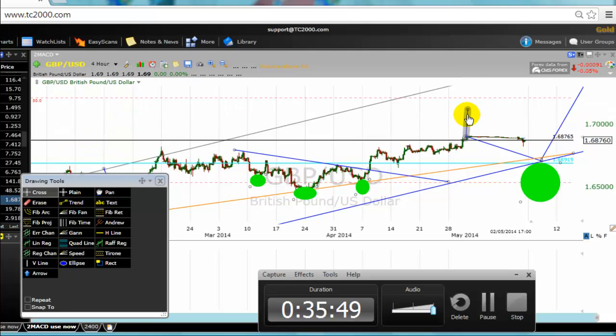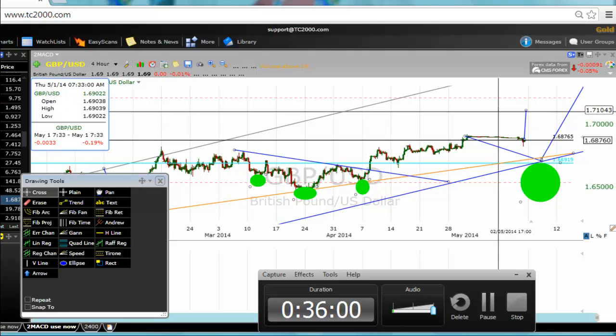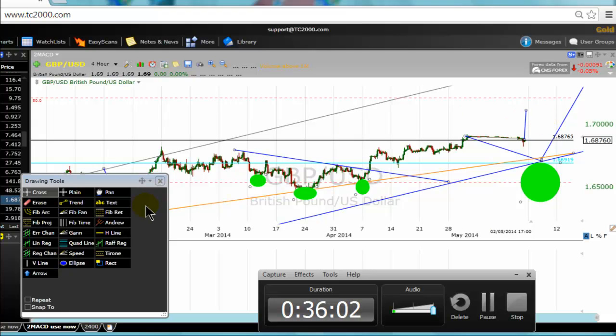17124, by using this measuring stick, first target hit. If we find support where it is now and continue to move to the upside, George, there's a high chance we go to 17104. So this is about the 2-hour chart.